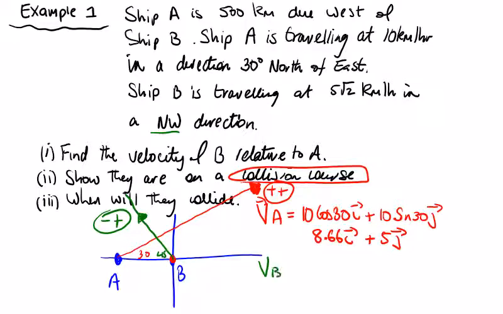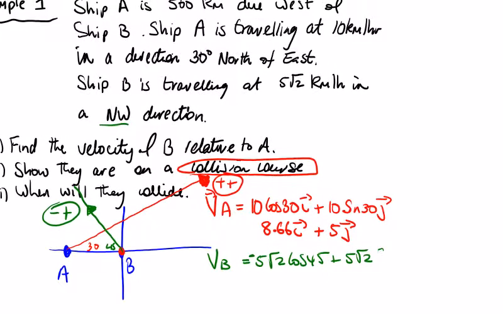So the velocity of B is equal to 5 root 2 by the cos of 45, and that's the negative one, plus 5 root 2 by the sine of 45. Sine of 45 is 1 over root 2. So this is going to give me minus, the root 2's will cancel, minus 5 in the i direction, which I left out here, and plus 5 in the j direction.